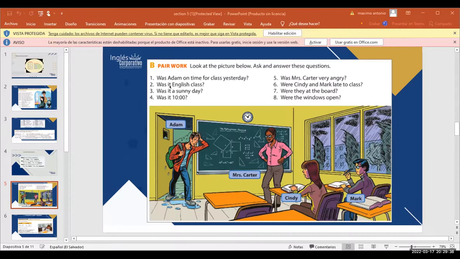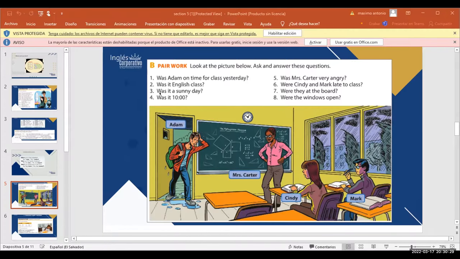Was it English class? No, it wasn't. It is math class. Mathematics. It's mathematics class. Sí, math. Lo más común es decir math, M-A-T-H. Y si lo quiere decir completo es mathematics.